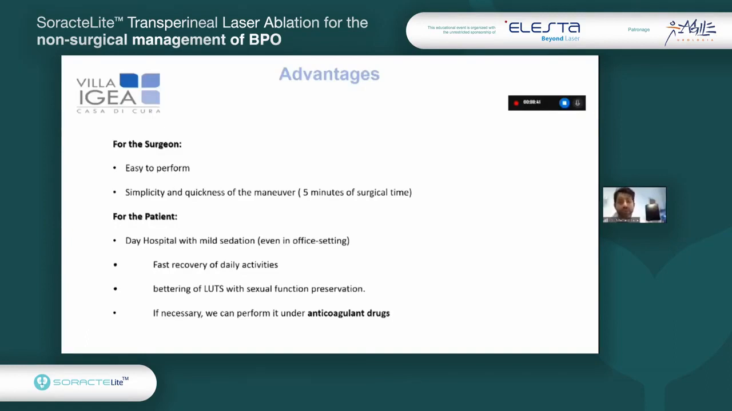For the patients, one of the advantages is that you go for just a mild sedation, no need for hospitalization. You can also be treated in an office setting, and you can save your ejaculation. There's no need to suspend the anticoagulant drugs.